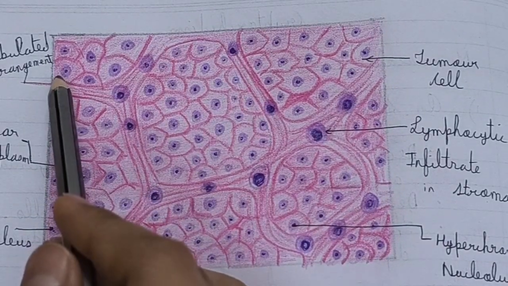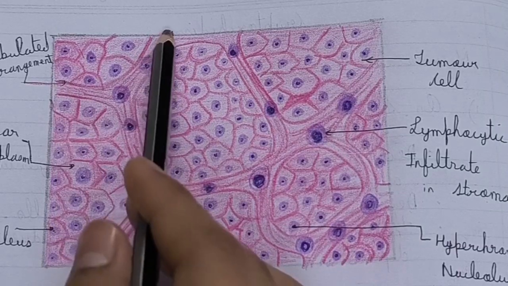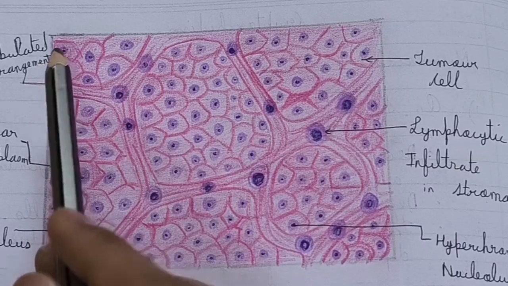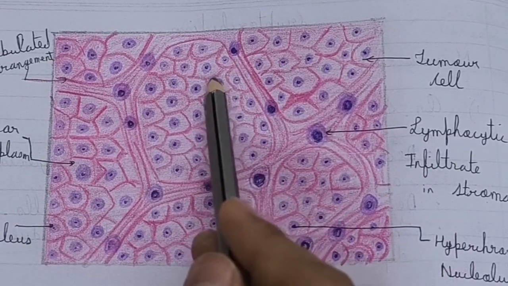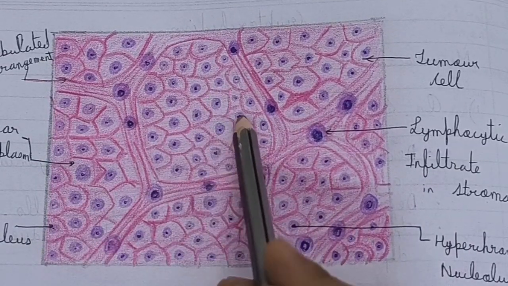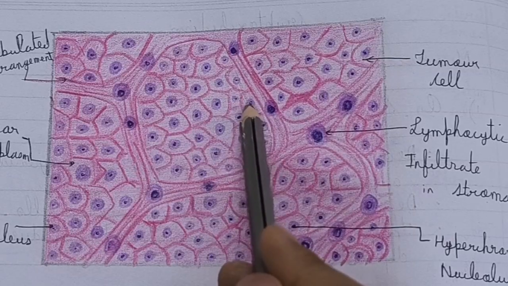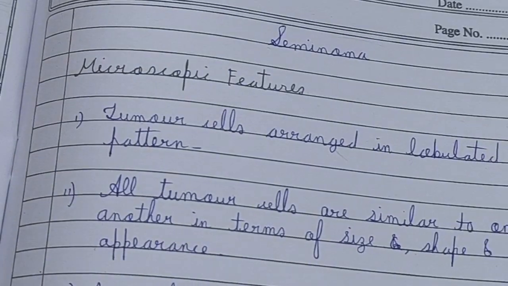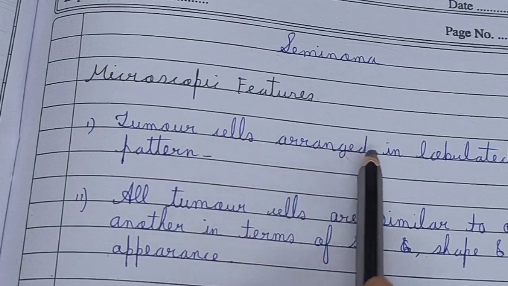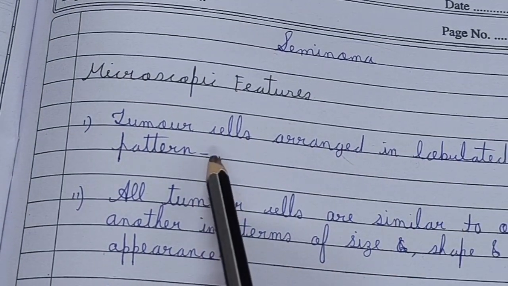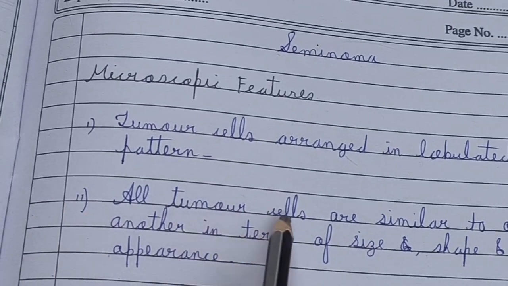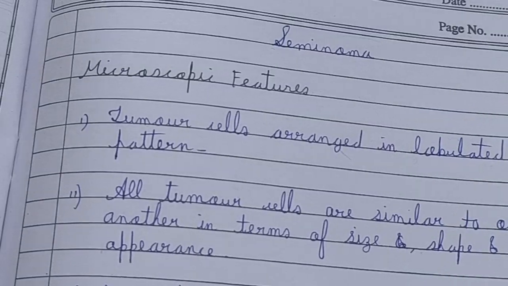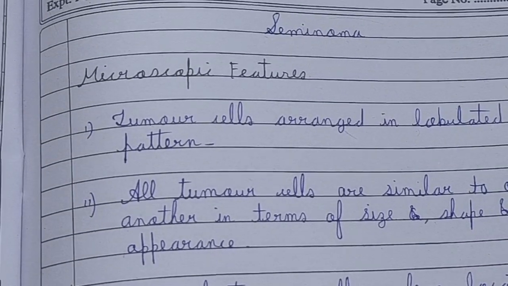First is the pattern by which the tumor cells are arranged, and these tumor cells are arranged in a lobulated pattern. And second, all these tumor cells are uniform to one another in terms of shape and size. So the two pieces of information I have written are: first, tumor cells are arranged in a lobulated pattern, and second, all tumor cells are similar to one another in shape, size and appearance. So two points I have discussed.